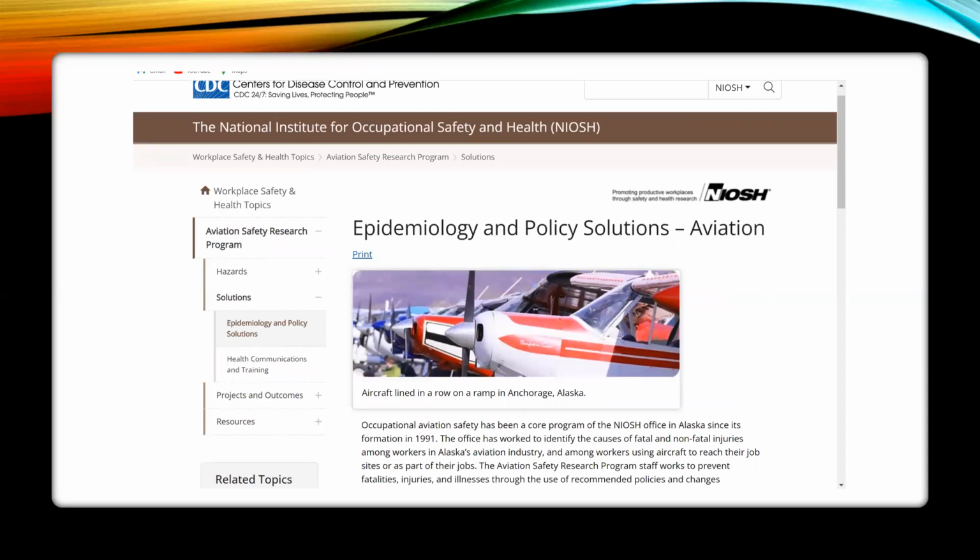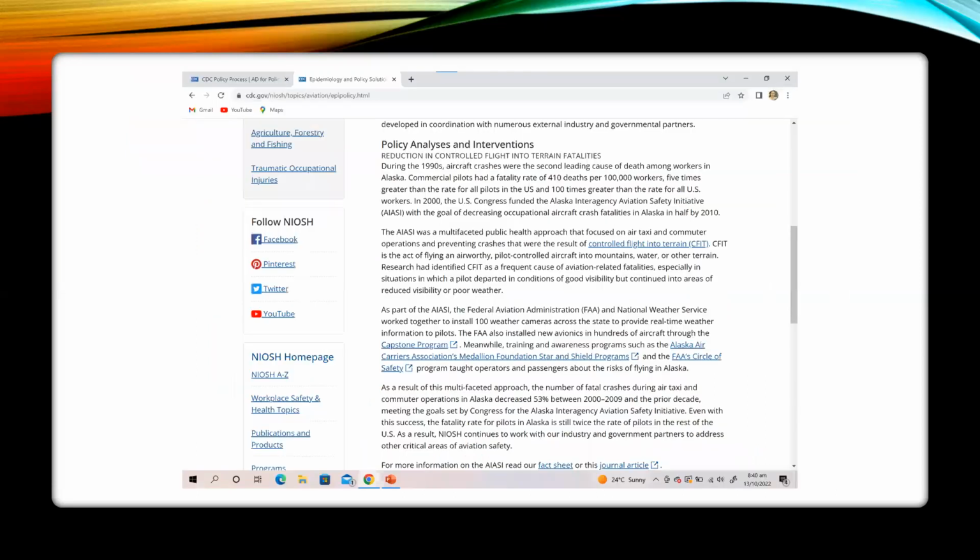Epidemiology and policy solution. It is by the CDC, the National Institute for Occupational Safety and Health. Basically, in occupational aviation, policy analysis and intervention was done. It was a multifaceted approach, and it was observed that with the change in the policy of the aviation, the number of fatal crashes during air travel and operations in Alaska decreased 53% between 2000 and 2009. It was just by the basic change in the policy of the aviation which impacted so much. So the policy regarding any specific occupation plays a very important role. Next, please.